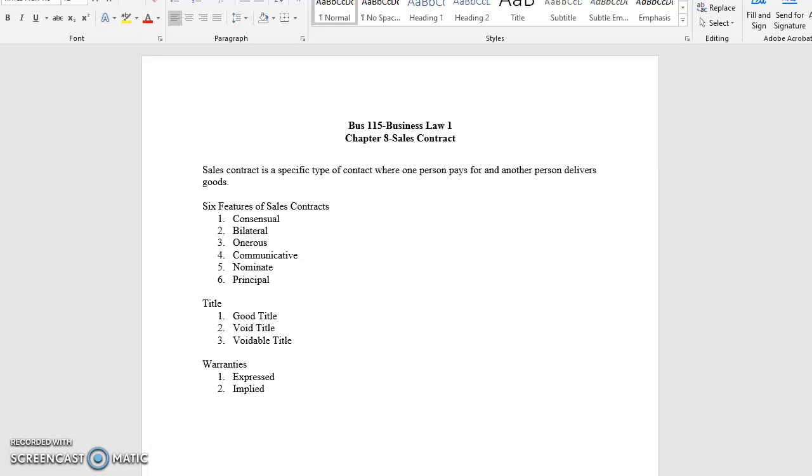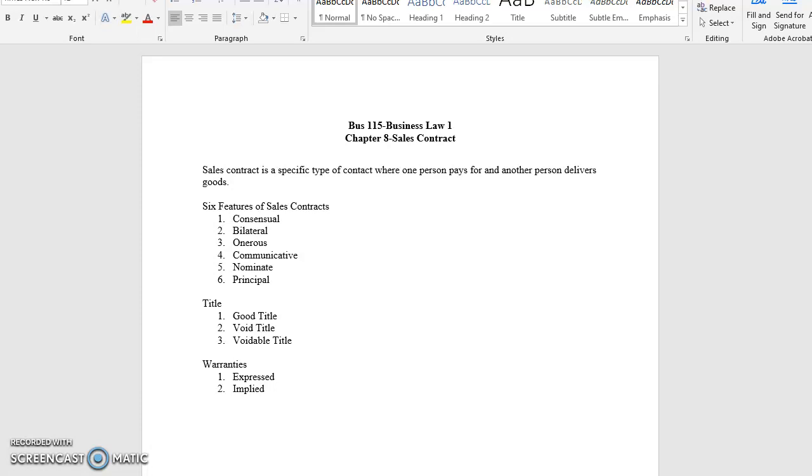So there are 6 features of a sales contract, and a lot of these sound very similar. The first feature is that it is consensual, which means that both parties have consented to this contract and there's nothing else they need to do. It's bilateral, which means that they each agree that they're going to do something. You're going to pay money and then receive the goods.